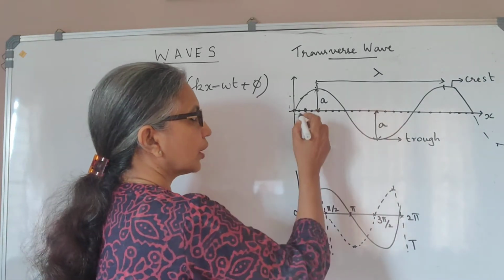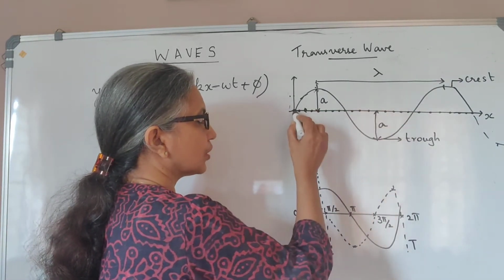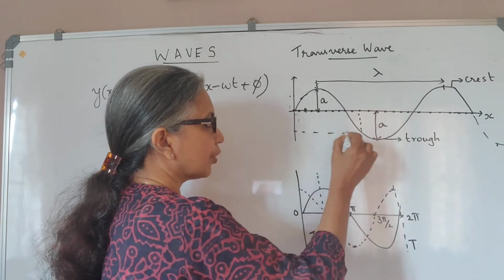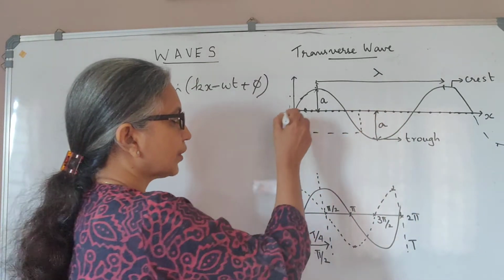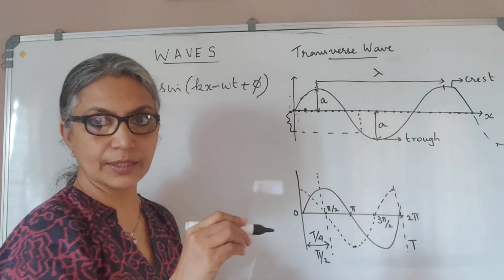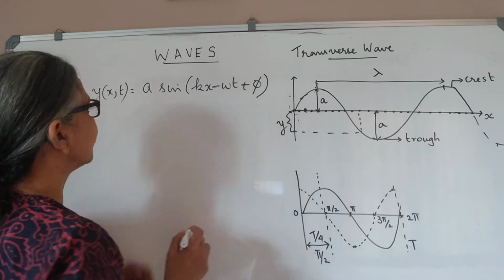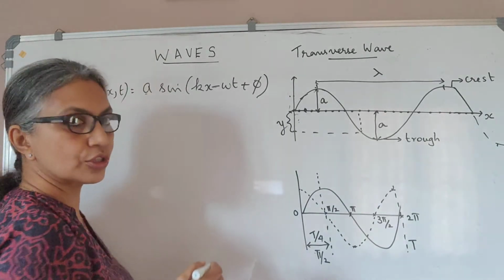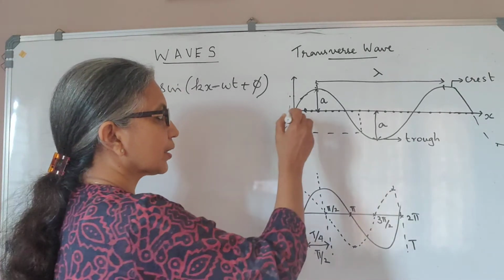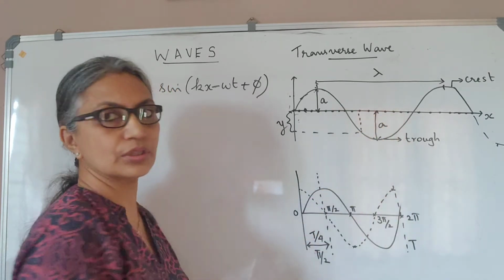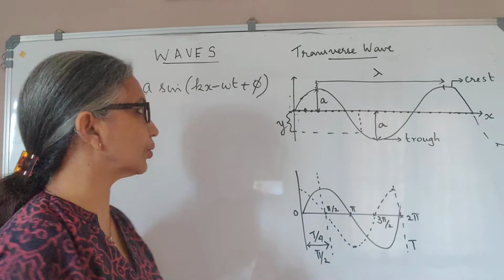So you could also be looking at a particle, let's say at this position, which is at a distance x from the origin. The instantaneous displacement of the particle, the displacement along the y-axis of that particle at that instant, is what you denote as y. Now A, as I mentioned to you, is the amplitude, which is the maximum displacement a particle can have from the mean position.